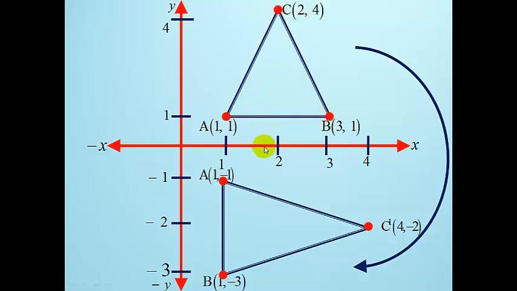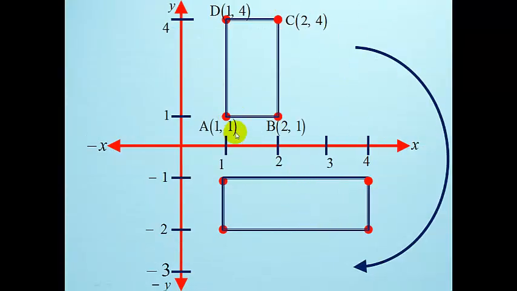Now we have to rotate this triangle through 90 degrees clockwise. According to the rule, these are the coordinates we have: A prime (1, -1), B prime (1, -3), and C prime (4, -2). So after rotating triangle ABC clockwise through 90 degrees, this is the position of the new triangle, and that is the quadrant in which it falls.